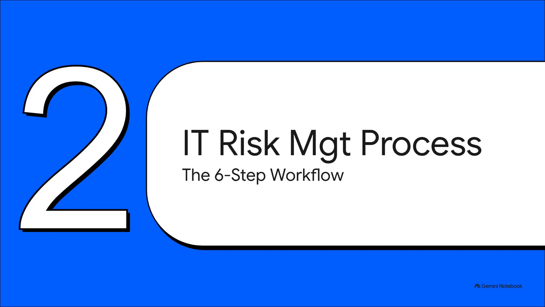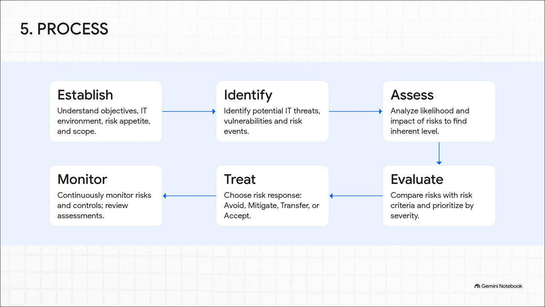All right, let's move right along to Section 2, the IT risk management process. We'll look at the exact 6-step workflow for managing these issues. Heading number 5, IT risk management process. This is the sequence every auditor needs to know inside and out. 1, establish context. 2, identify risks. 3, assess risks. 4, evaluate and prioritize. 5, treat or respond to risks. And 6, monitor and review.